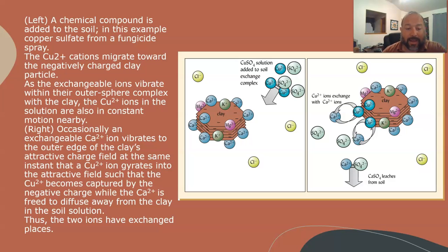At the same time, the copper one gyrates into the attractive field such that the copper becomes captured by the negative charge, and then the calcium one is freed to diffuse away from the clay in the solution. So the two ions have exchanged places, and thus the idea of cation exchange. This clay took in a copper, but it gave up a calcium, and now the calcium can bind up with the sulfate, and that's going to leach down through the soil.